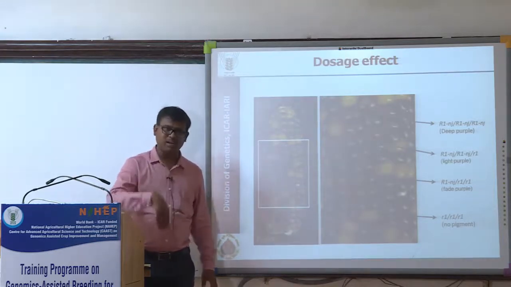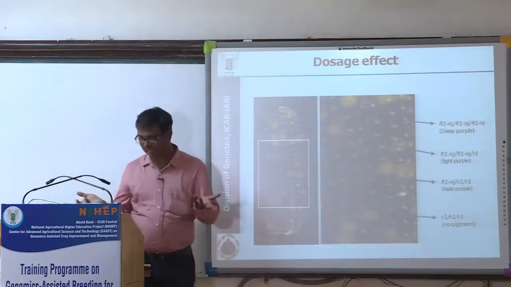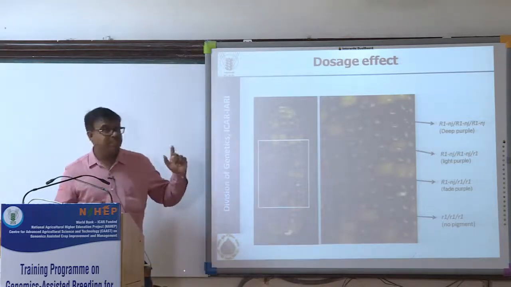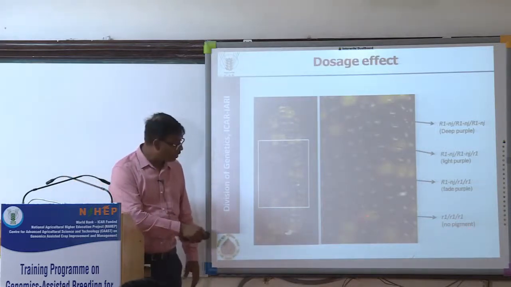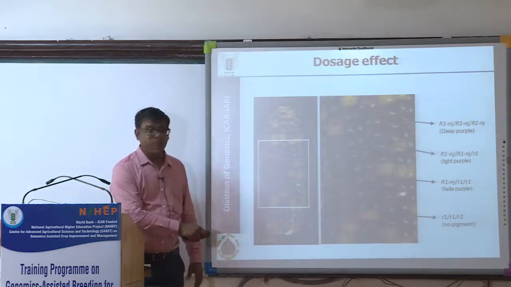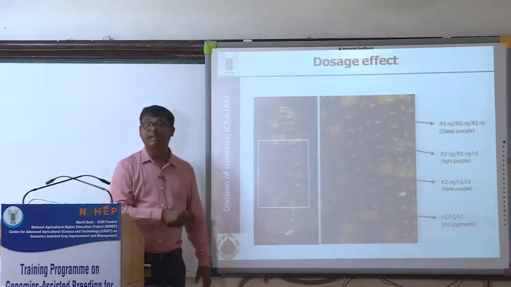Even in watercolor, you take black and yellow, you mix, you will get black, right? So that's what it is. Since anthocyanin is not there in small r1, r1, r1, the carotenoids are expressed. So this is an example of dosage effect.